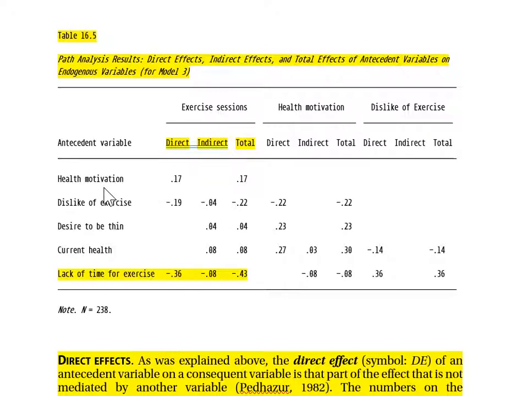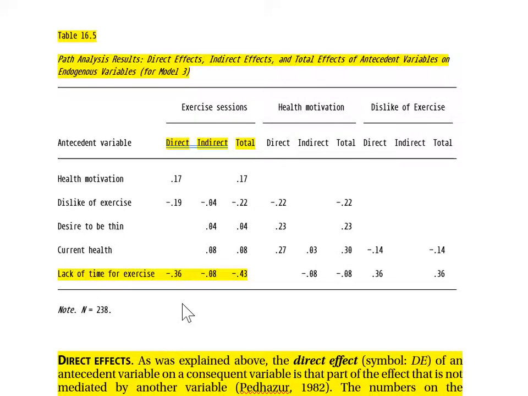For example, health motivation has a statistic of 0.17. That means that the direct effect of health motivation on exercise sessions was 0.17. That was the size of the path coefficient that we saw in the figure that I presented in the previous video. For dislike of exercise, the statistic is negative 0.19. So dislike of exercise has a direct effect of negative 0.19 on exercise sessions. I presented that statistic in the previous video. Lack of time for exercise was our big predictor variable. It had a big direct effect of negative 0.36 on exercise sessions.